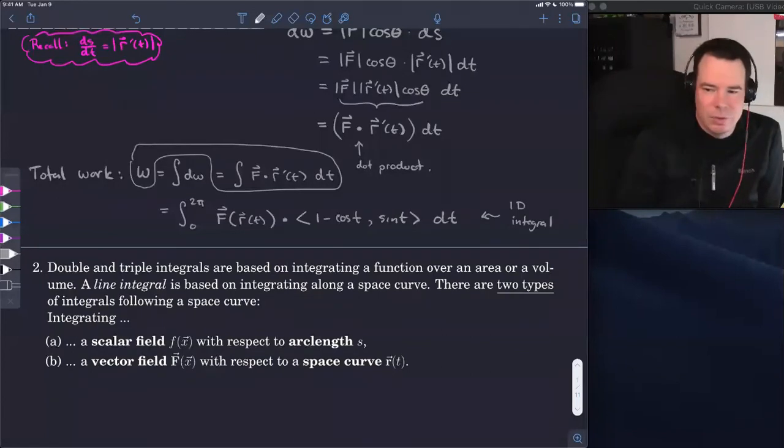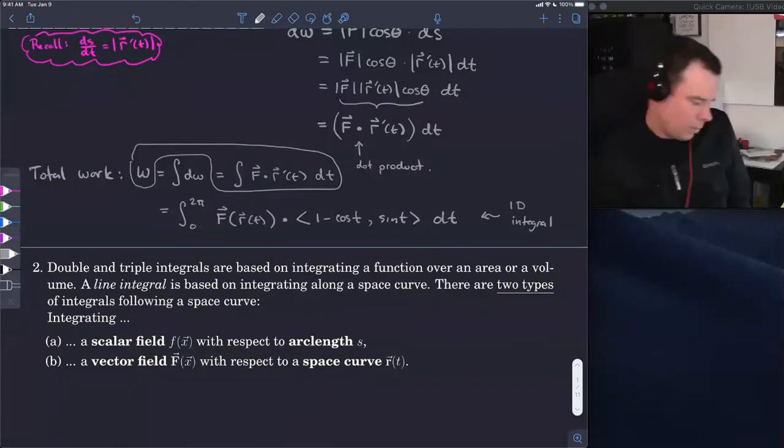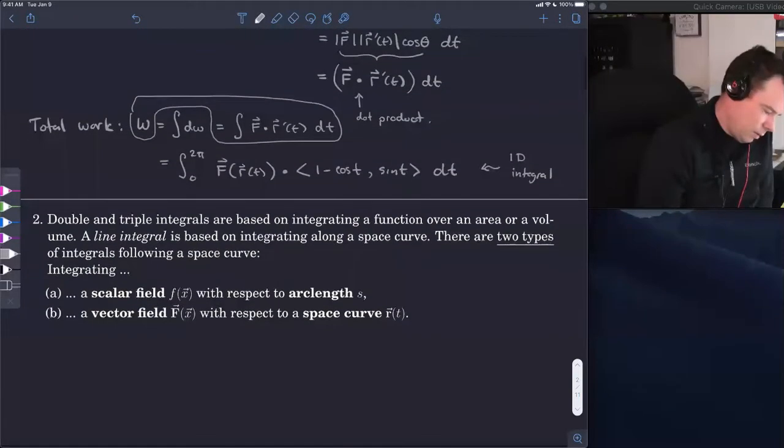So a line integral is based on integrating along a space curve. There are two types of integrals. One is we integrate a scalar function with respect to arc length, and the other is we integrate a vector field with respect to a space curve. The second one is what we just set up above. We had a vector field, we had a space curve, and we are integrating the vector field along the space curve.